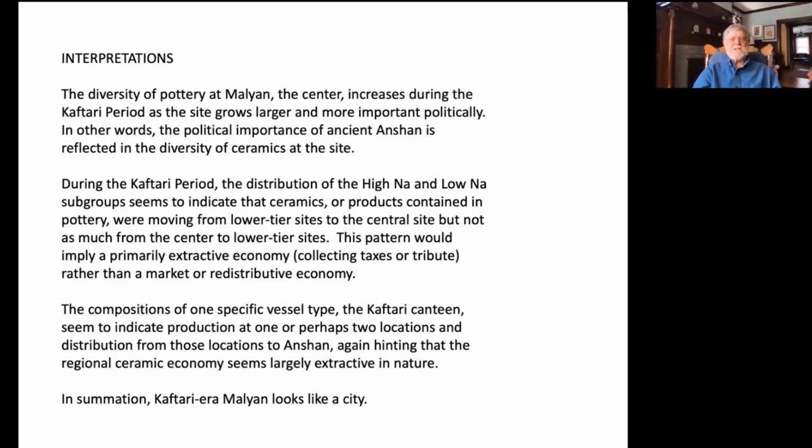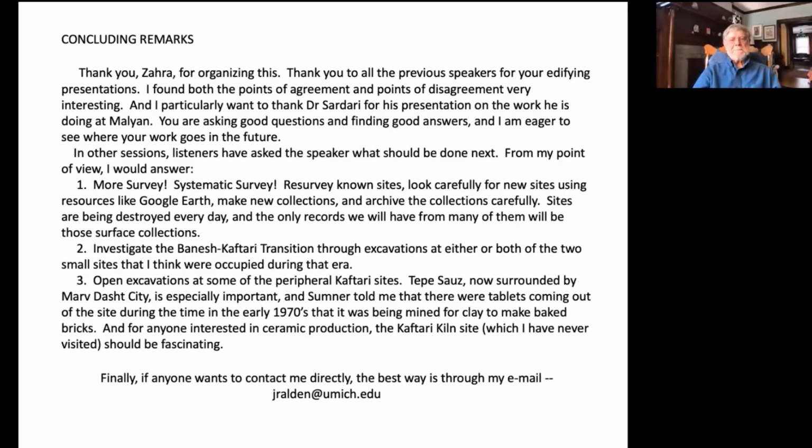It's an urban center. And Malian is a great big settlement without most of the characteristics of an urban center during the Banesh era. It's a sharp distinction, and it's a distinction that really surprised me when I put all the data together. I didn't expect them to be that different, but they are.